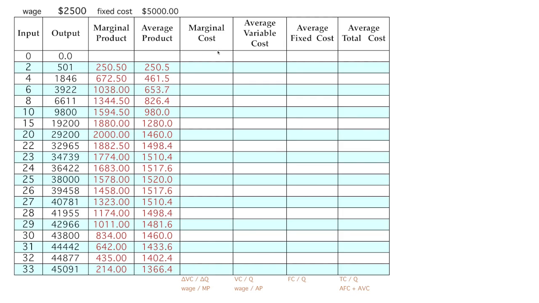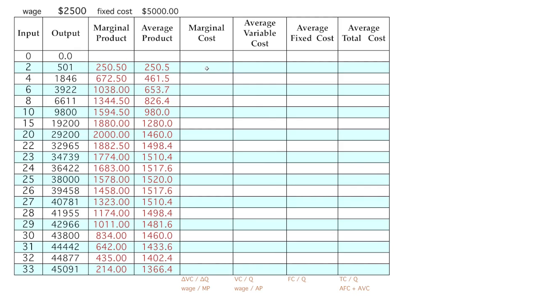So for example, one way to get this marginal cost number right here would be to take the change in variable costs, going from no inputs to two inputs. The change in variable cost is going to be $5,000. I'm adding two workers and I'm hiring them each for $2,500, so that's going to be $5,000. And then divide that by the change in the output. The change in the output going from 0 to 501 is 501. So I could take 5,000 divided by 501. That's one way to get that answer.